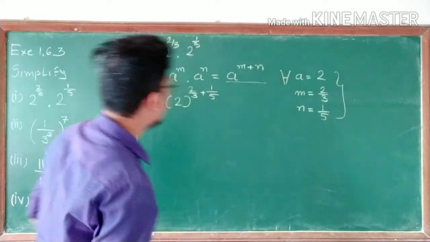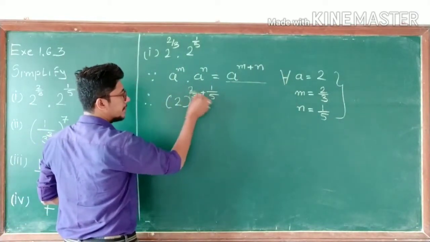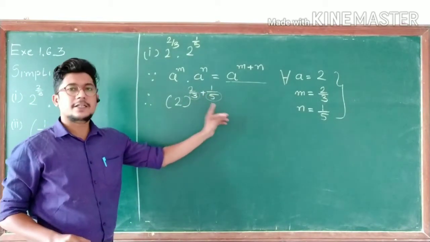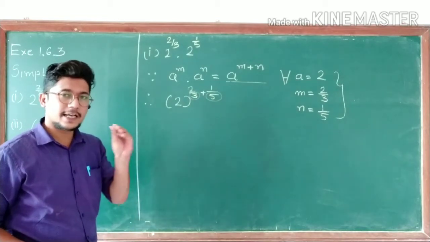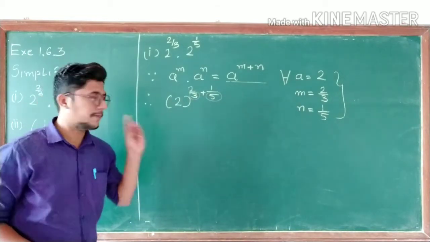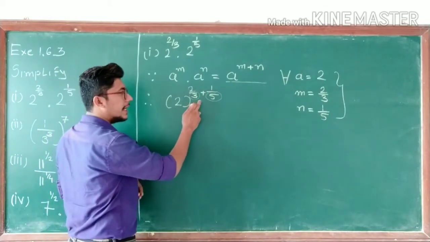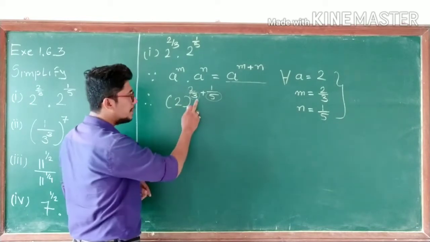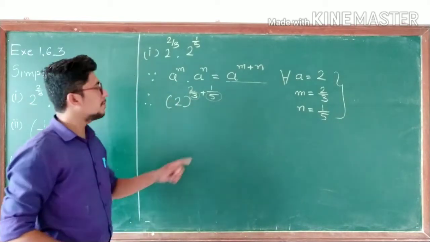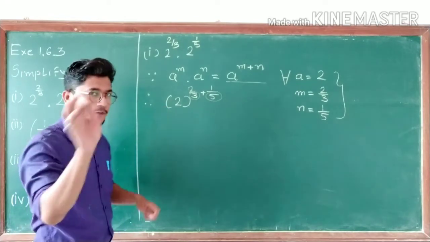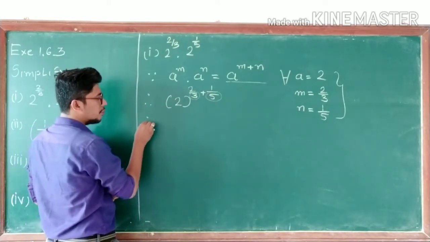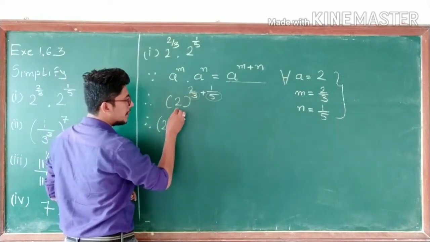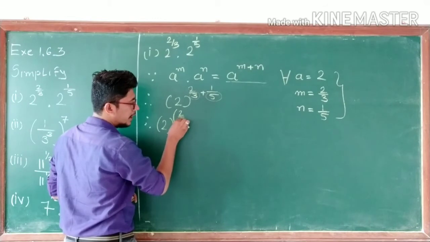Now as you can see, the bases are not same. Here 3 is there and here 5 is there. Since bases are different, we have to take LCM, that is least common multiple. We know that 3 and 5 both are prime numbers. So there is nothing common between 3 and 5. So the LCM is 3 into 5, that is 15. 15 is LCM. So can we write like 2 as it is, 2 upon 3.